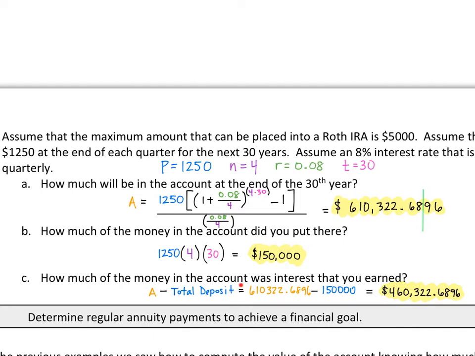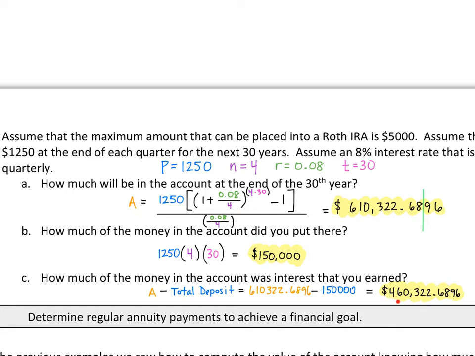So how much of the money in the account was interest? Well, this is where we can take the future value and subtract what we deposited, our total deposit. So A minus that total deposit is going to equal how much interest was accrued over that time period.